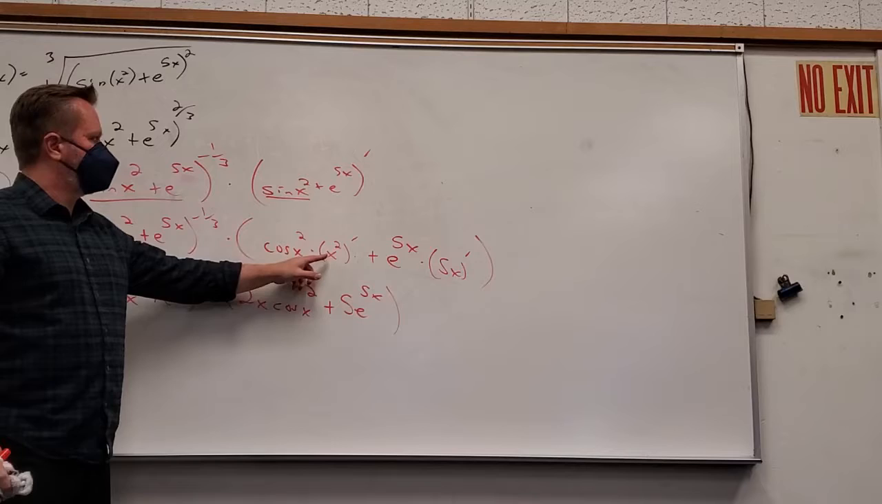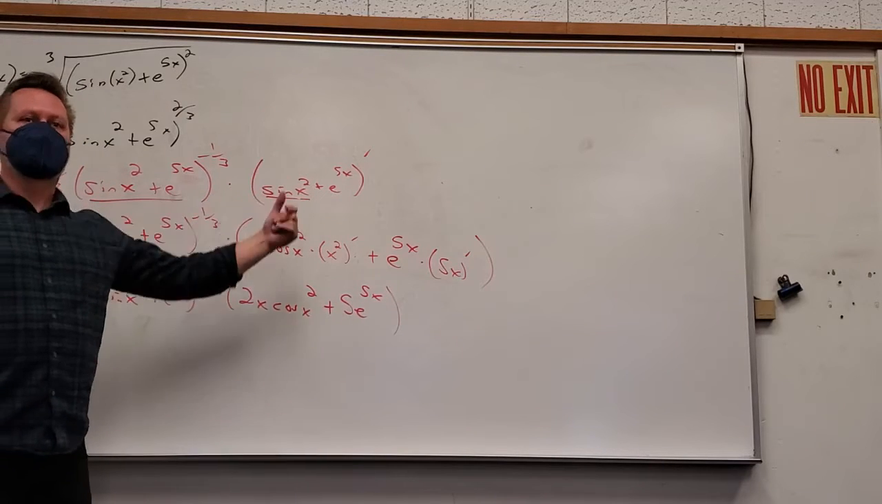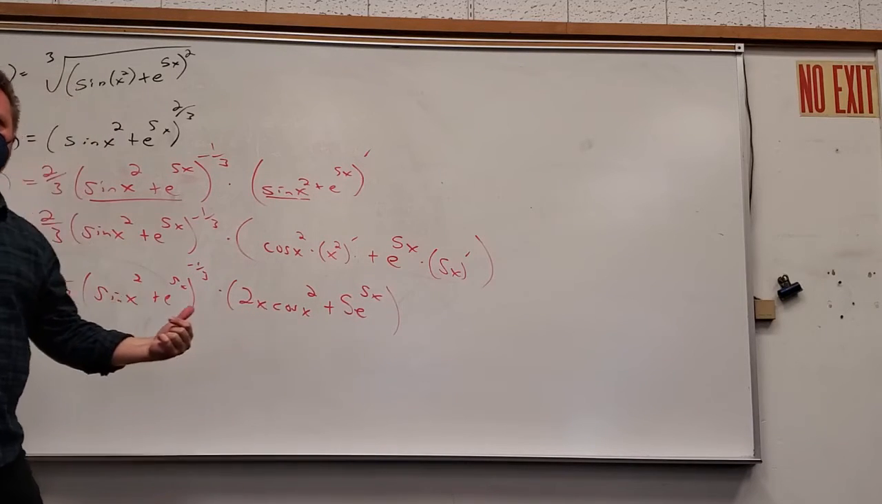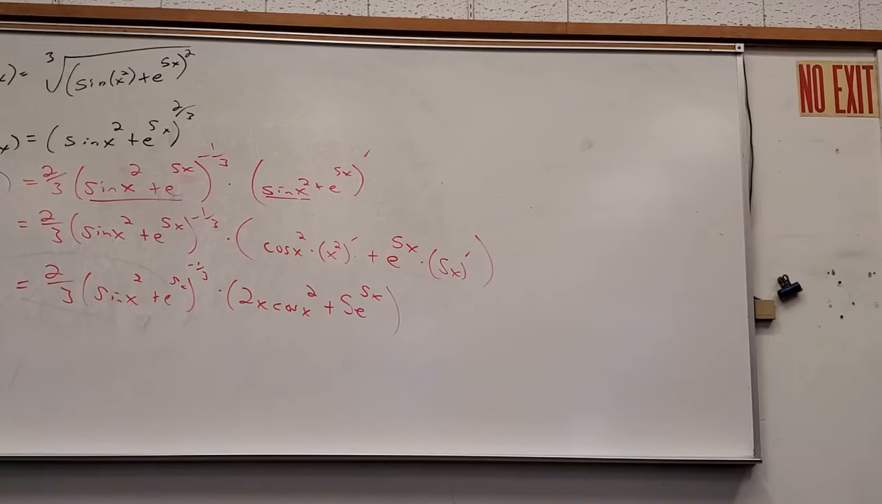See how here the inside function was x squared? It's going to be more complicated. So if I have sine ax, what's the derivative of that? Cosine ax times a. So it'll be a cosine ax.